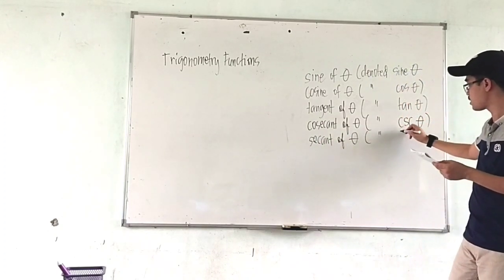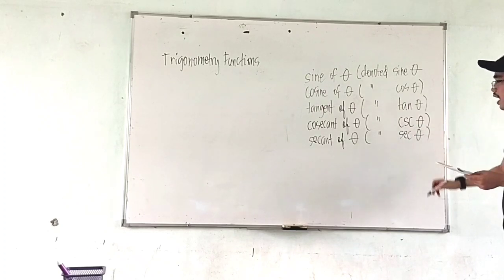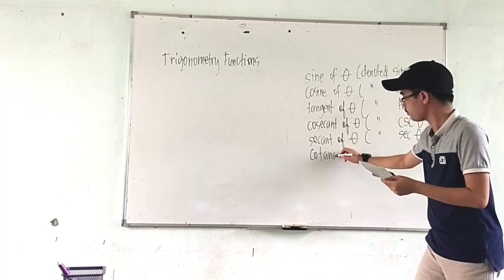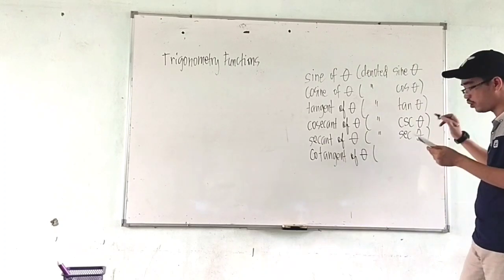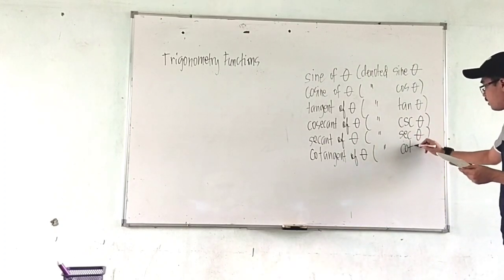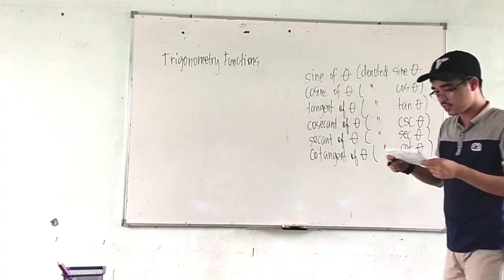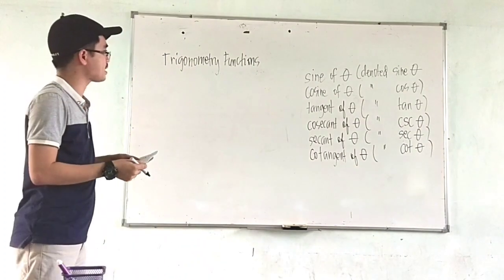We can denote this as secant, or sec theta. And the last one, we have cotangent of theta. We can denote it as cot theta. Okay, so there we can define these six. So lagay po natin sila.